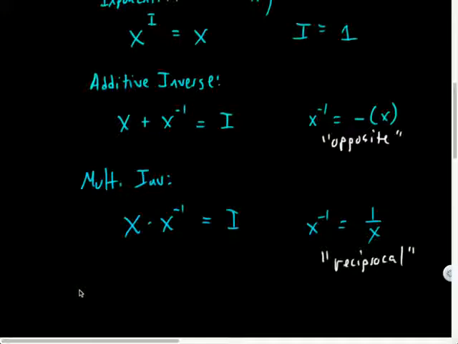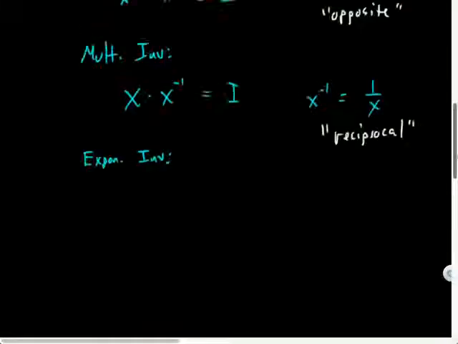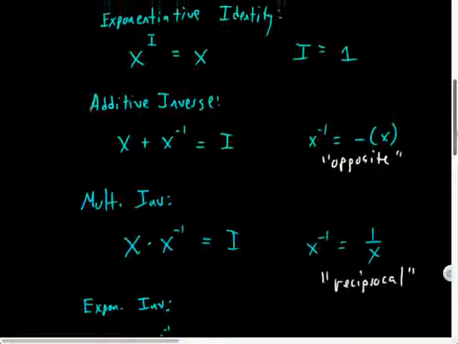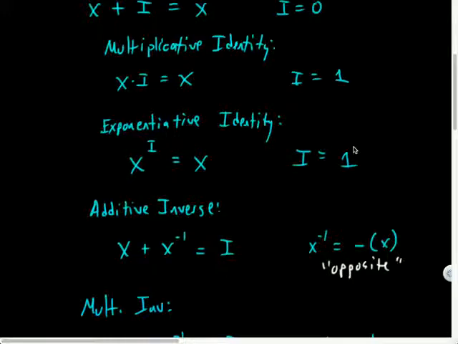Let's see, this one I don't even know. Let's see if we can figure out what this one would be. What is the exponentiative identity? Or inverse, sorry, my apologies. So let's see, what would that mean? That would mean x to what power is equal to 1. Oh, wait. Oh, yeah. What was the exponentiative identity? It was 1.